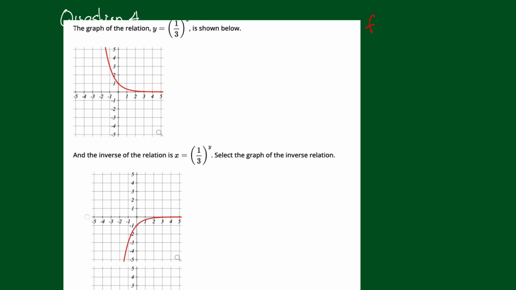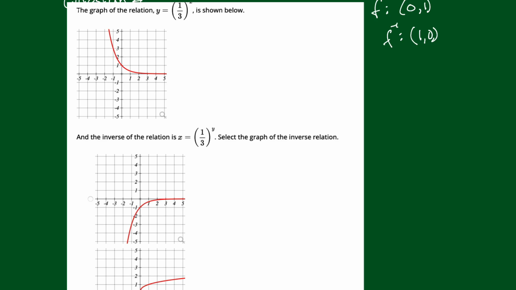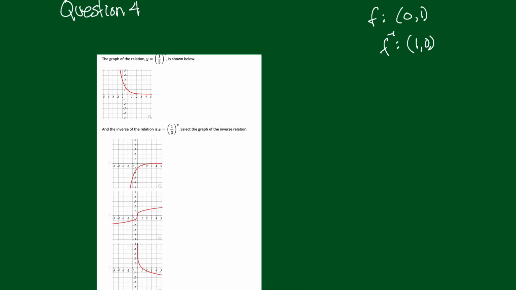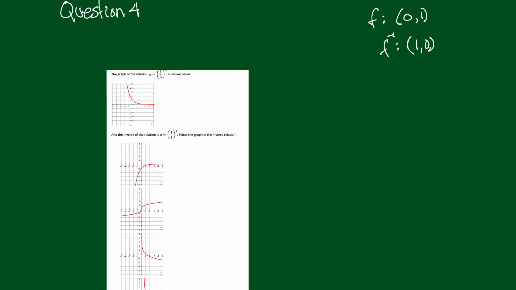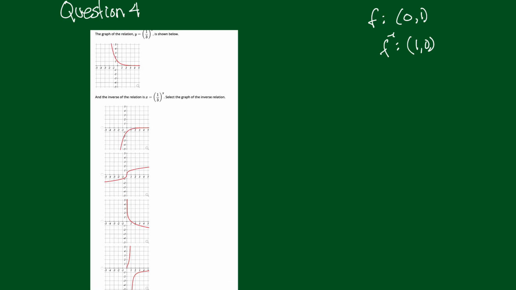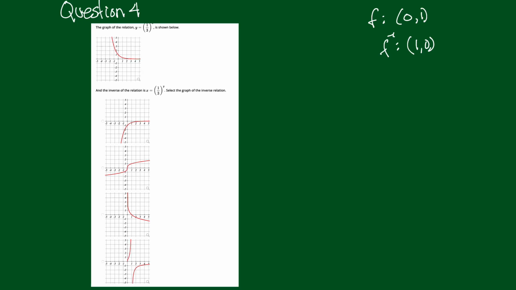So here's what is on the function. On the function itself is 0, 1. That means that on the inverse would be, just switch them, 1, 0. Now, do you see a graph that goes through 1, 0? It's not this one. That doesn't go through 1, 0. This one does. In fact, this is the only graph that goes through 1, 0. So I'm going to claim now that it's this graph right here.